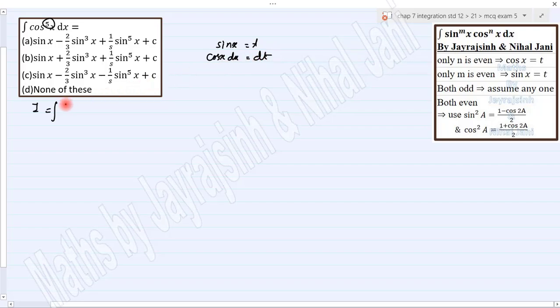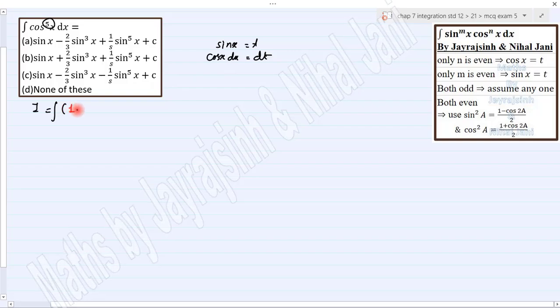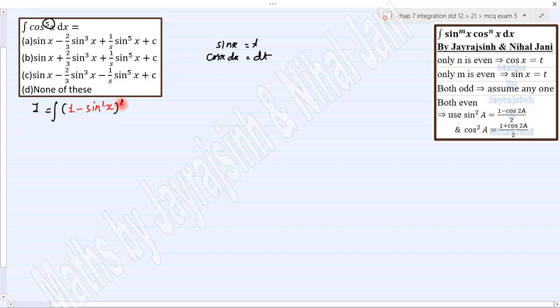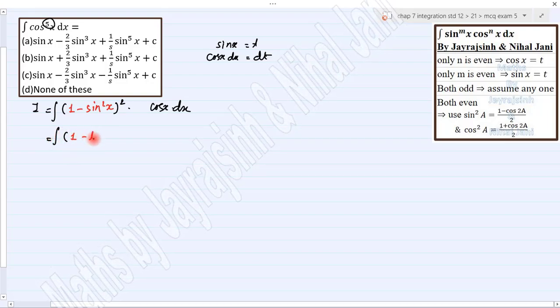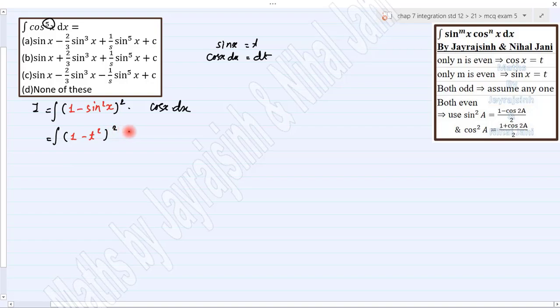So cos raised to 4x actually splits into cos raised to 4, which will become 1 minus sin square x, the whole square, and 1 power of cos x will go with the dx. So here we'll get 1 minus t square, the whole square, and this will become dt.